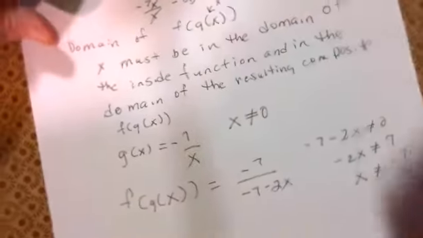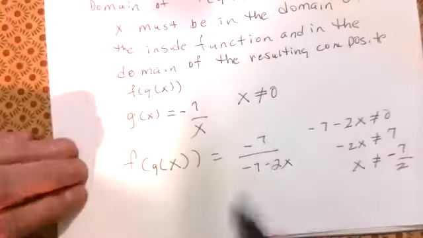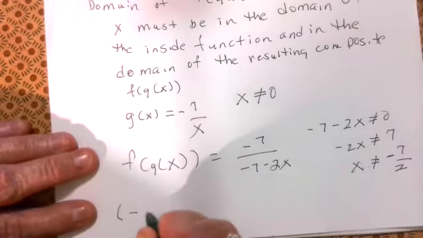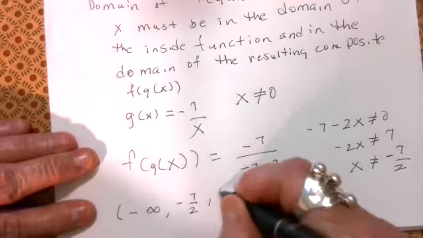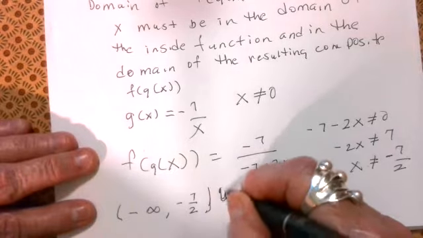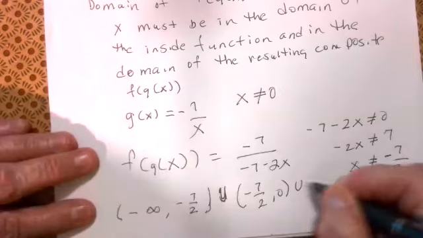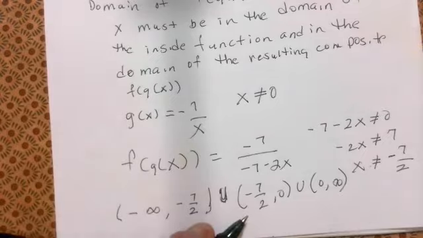Now, if you were to write the domain out in interval notation, because we've got to skip over 2 numbers, it's kind of long and drawn out to write it out in interval notation. But we'd have from negative infinity up to negative 7/2, because that's the first number we're going to skip over, union with from negative 7/2 to 0, and then we're also going to skip over 0. That would be what we would write out in interval notation. So, there'll be a problem like that for the composite.